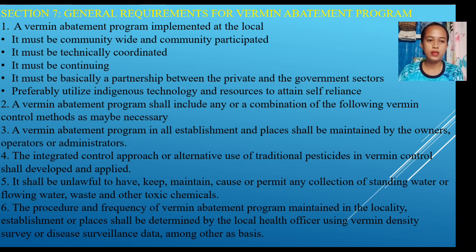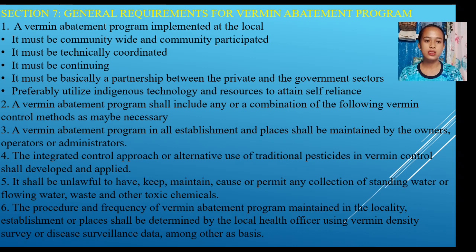Under Section 7, it's all about general requirements for the vermin abatement program. A vermin abatement program implemented at the local level must be community-wide and community-participated. It must be technically coordinated. It must be continuing. It must be basically a partnership between the private and the government sectors. Preferably, utilize indigenous technology and resources to attain self-reliance.